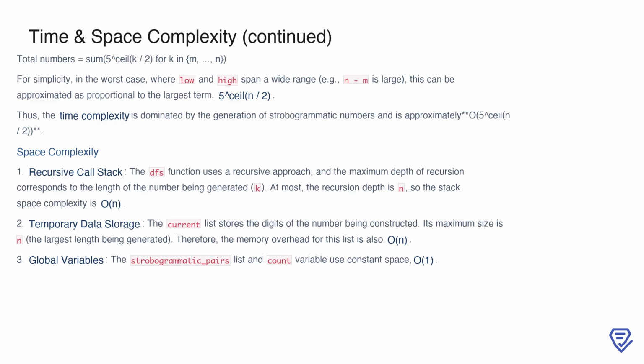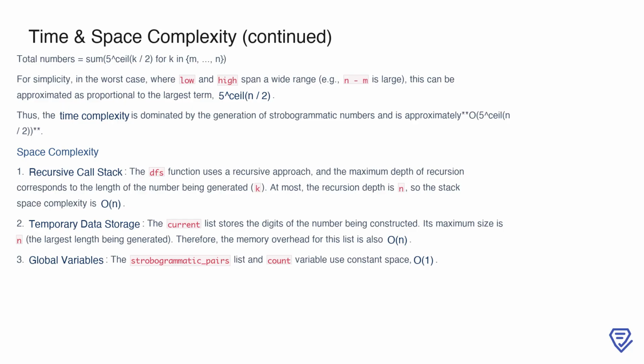The total number of strobogrammatic numbers generated can be expressed as the sum of 5^(k/2) for each length k from m to n. In the worst case, where the range between low and high is large, this sum is dominated by the largest term, which is approximately 5^(n/2). As a result, the overall time complexity of the solution is O(5^(n/2)), since the recursive construction of strobogrammatic numbers is the most computationally expensive step.